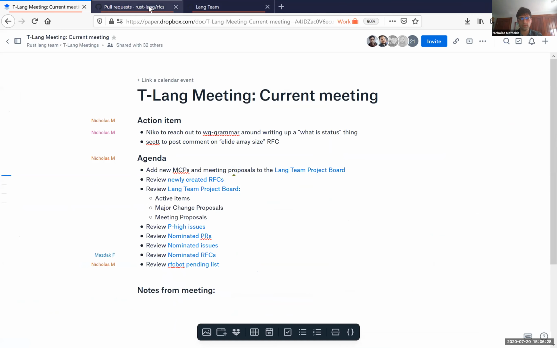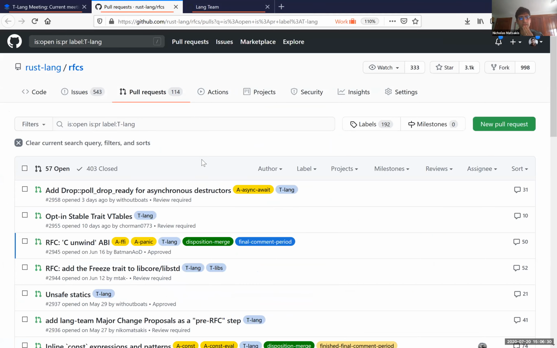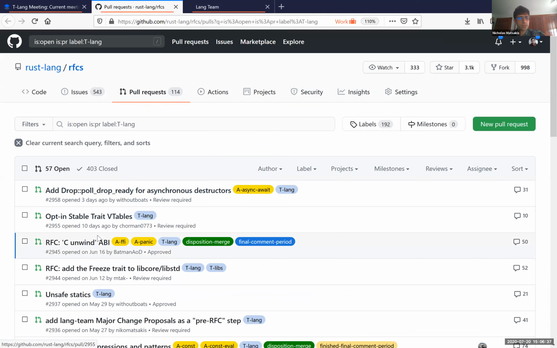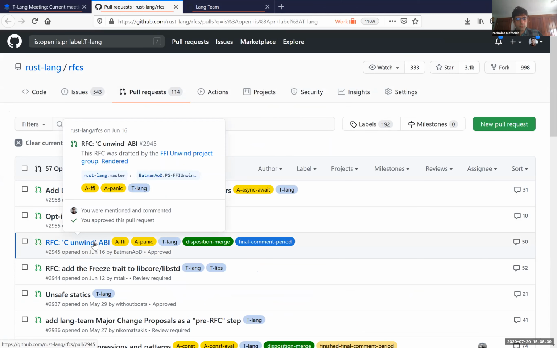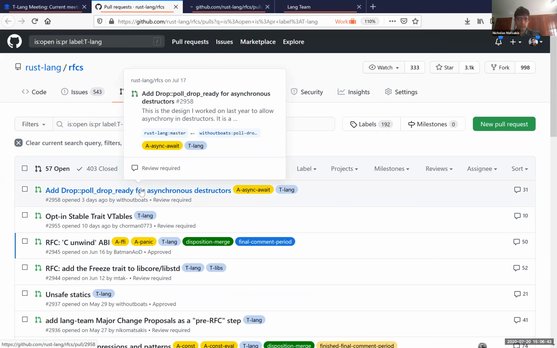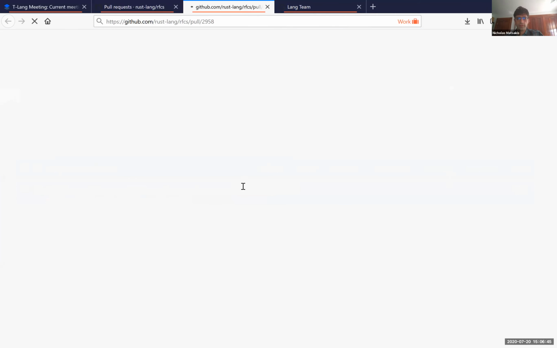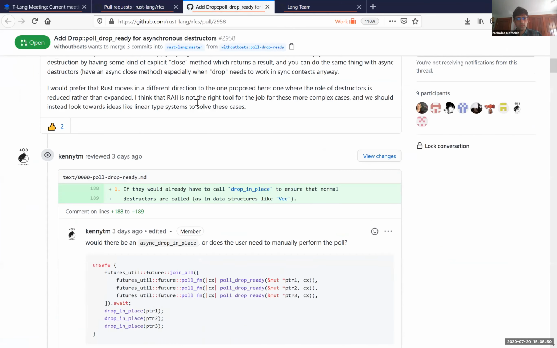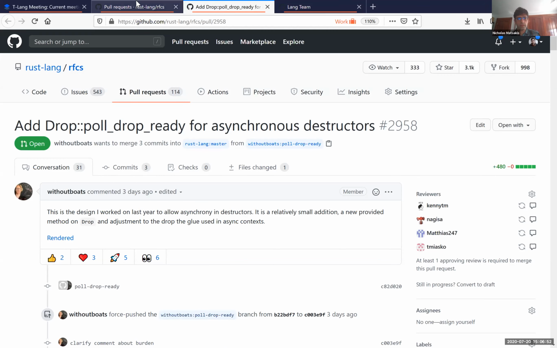First step, I guess, we'll check for newly created RFCs. There are some, including this interesting one by Boats, which I hadn't seen until just now. I think this fits pretty well into the, this comes from Async Foundations, although I wasn't aware Boats was going to post the RFC. Probably worth looking at some point.